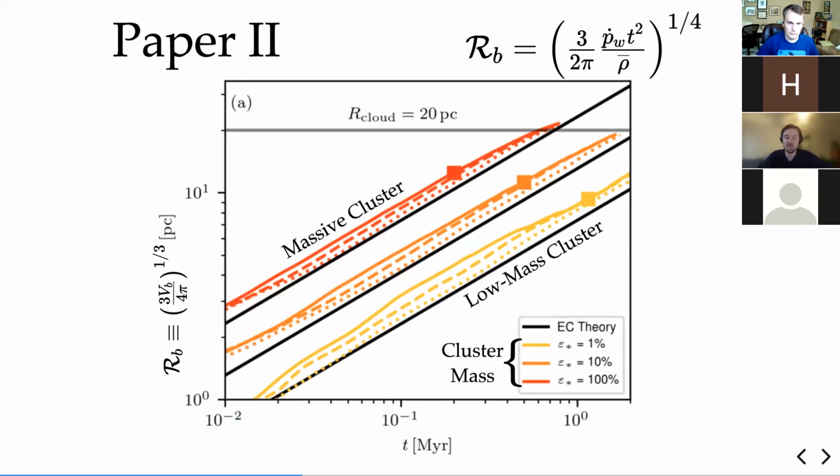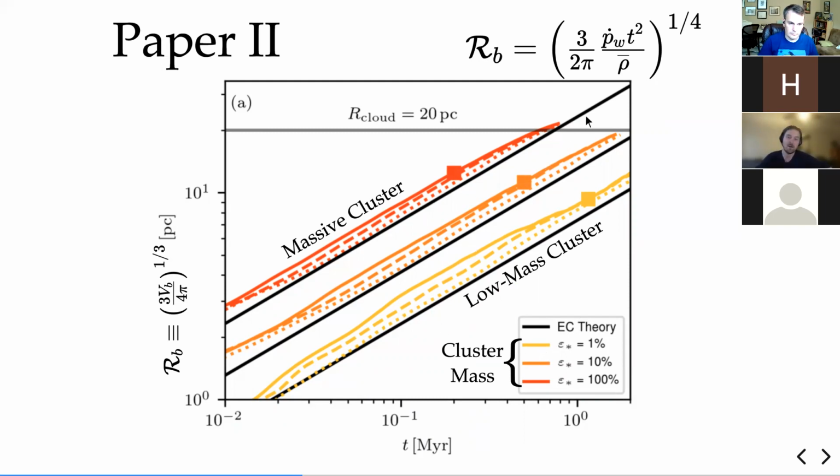What I'm showing here is the volume equivalent radius, defined as the radius of the sphere with the same volume as the volume occupied by hot gas in our simulations. And what I'm showing is this equivalent radius for the expansion of a bubble put at the center of this turbulent medium, and how that radius expands in time for different cluster masses.